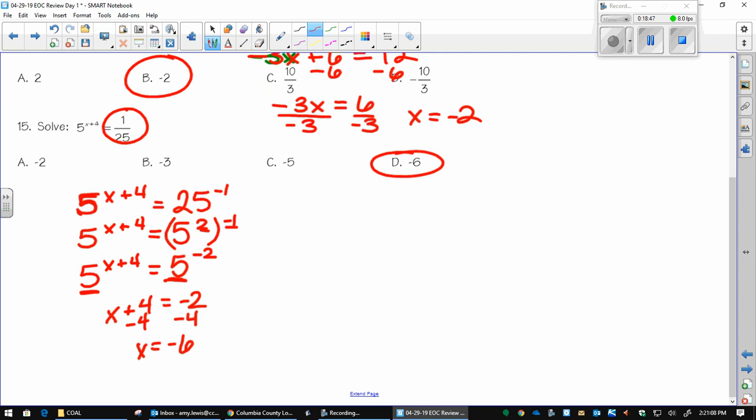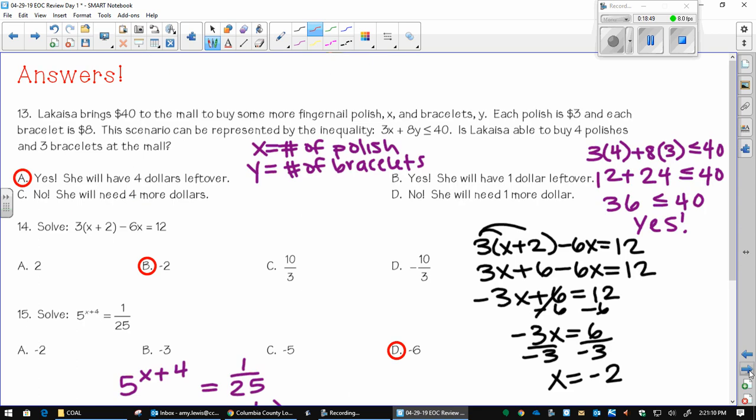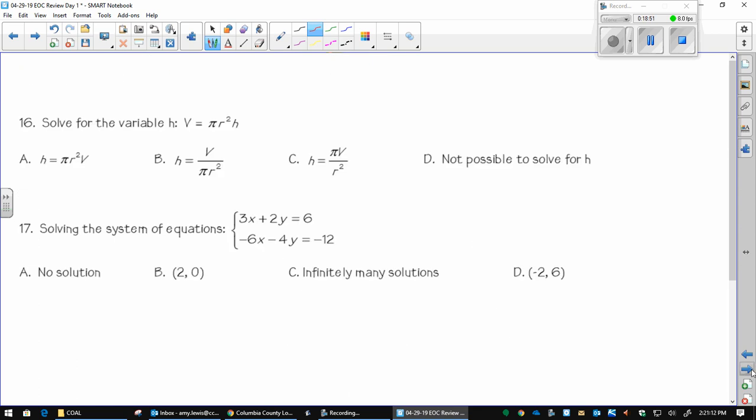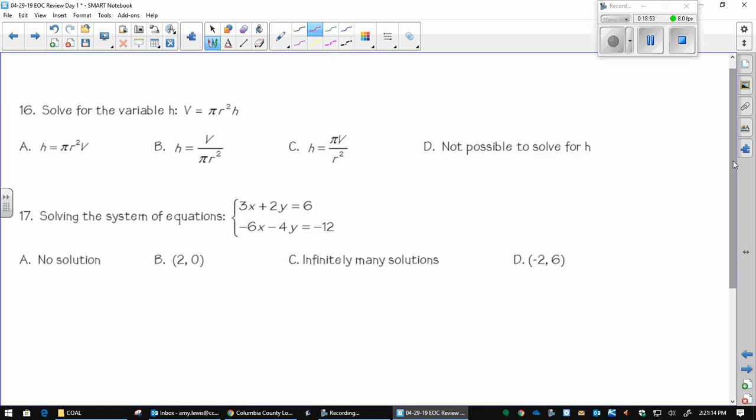Okay, moving on to number 16. Number 16 says solve for the variable h. So what we have is V equals pi r squared h. This is called a literal equation because it has more than one variable. And our goal is to get everything except the h on one side of the equal sign.